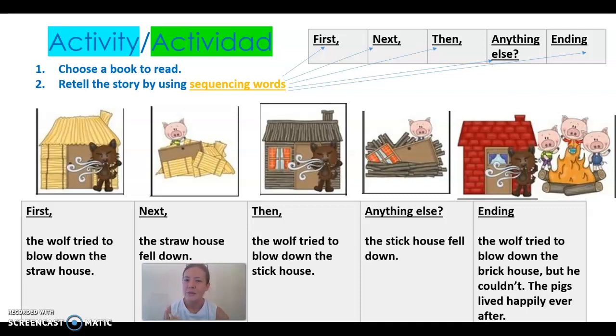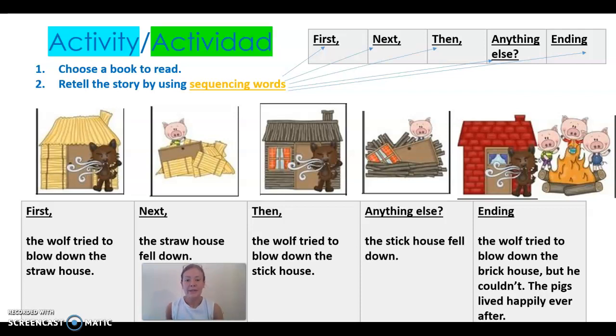And you guys remember in the beginning of Three Little Pigs when the wolf came and first, I'm using my sequencing word, first, the wolf tried to blow down the straw house. But then what happened? Next, the straw house actually fell down. It was so weak, it couldn't even stand up. But then, you see, I'm using my sequencing word, then, so you know what's coming after that. The wolf tried to blow down the house made of sticks. But then what? Then the stick house actually fell down. But what happened at the end of the story? I remember something happened. Oh, the wolf tried to blow down the house of bricks, but the bricks were way too strong. So in the end, lastly, the wolf couldn't blow down the brick house, and the pigs were able to live happily ever after.